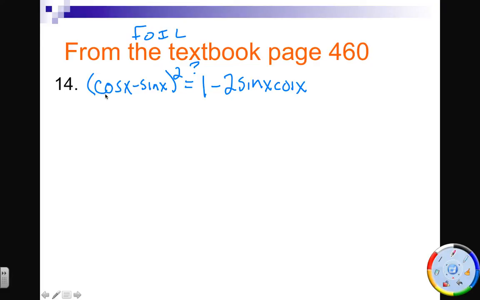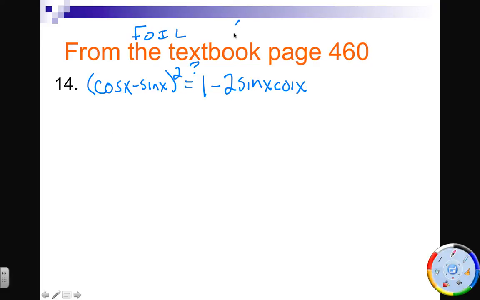So cosine x minus sine x, squared, and I want to know, does this equal 1 minus 2 sine x cosine x? It's a good question. Whenever I see things with parentheses, I usually like to get rid of parentheses. That's just me. And it's squared, so I can FOIL this, right? F-O-I-L. Don't forget how to FOIL.